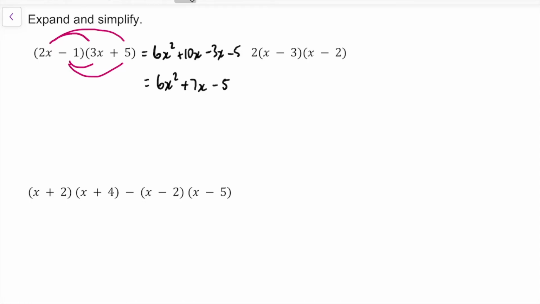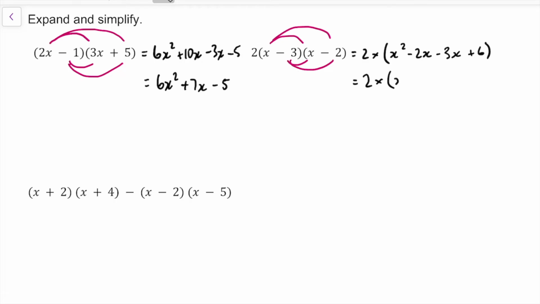Our next one along, this time we actually have a little bit more to do. So what we're going to do is we're going to do the brackets first. And then we're going to multiply it by that 2. So we're going to have 2 times, and I'm going to pop this in brackets just to make this a bit easier for myself, x squared minus 2x minus 3x plus 6. Now I'm going to consolidate everything inside that bracket. Collect my like terms. So I'm going to have minus 5x plus 6.